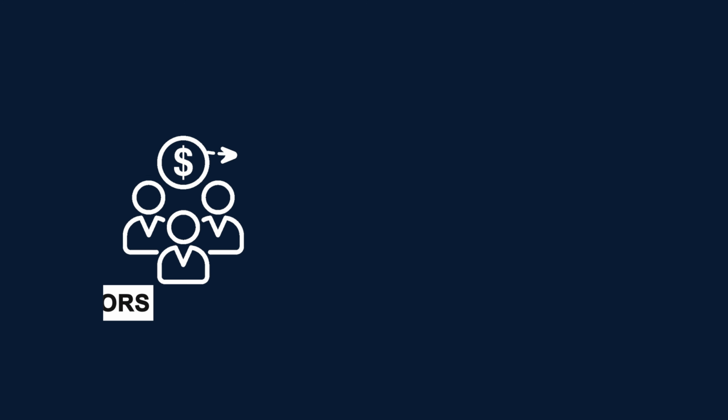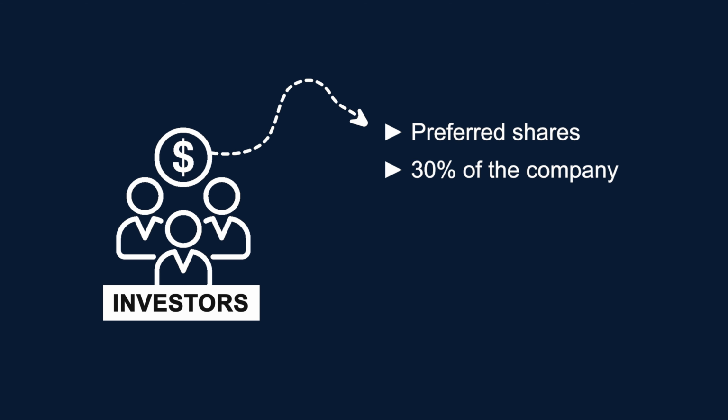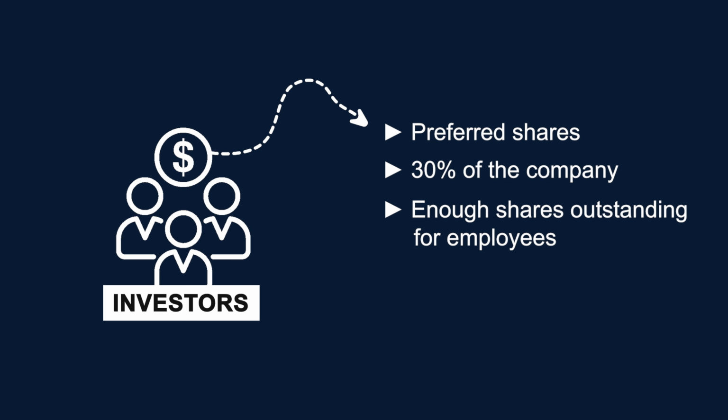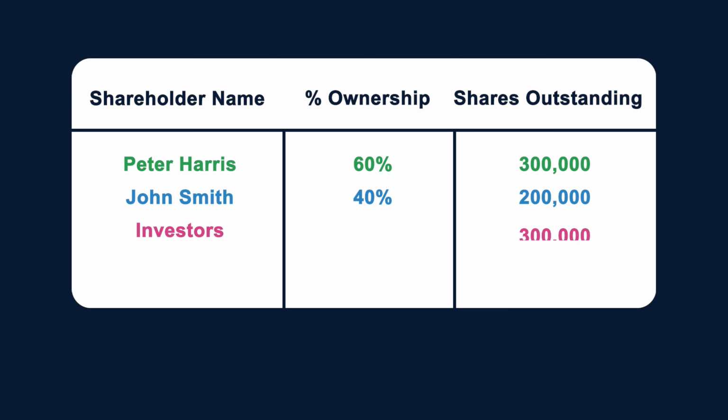Then you go to investors and you convince them to invest. They want preferred shares and 30% of the company for their investment. They also want to make sure that there are enough shares outstanding to give to future employees so that the company can attract and retain great talent. After they invest, they would get 300,000 preferred shares. And an option pool for employees would be created with another 200,000 shares allocated through options.